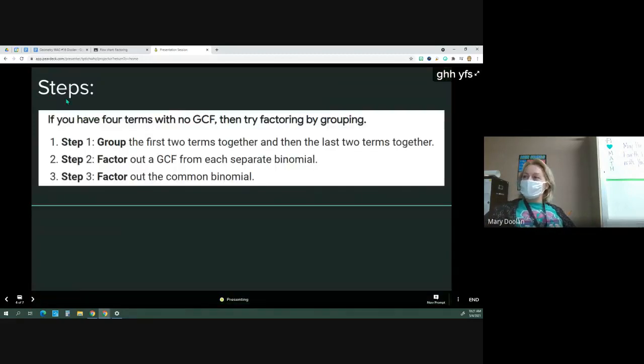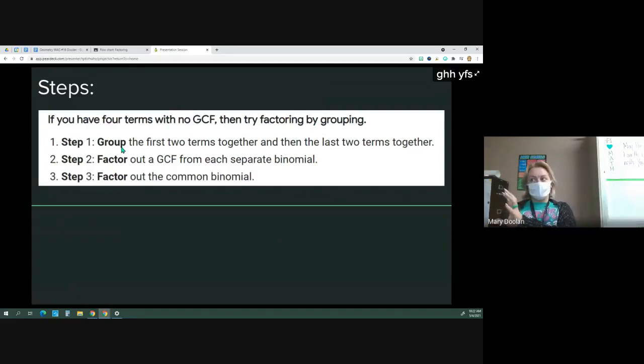And these are the steps basically. So if you have a polynomial with 4 things being added together, 4 terms, check for that GCF. If there's a GCF, you do want to divide it out. If there's no GCF, then you can try factoring by grouping. So there's 3 steps. First step, you group. You put the first 2 terms in parentheses. You put the second 2 terms in parentheses. Second step, you factor out the GCF from each of these separate binomials.